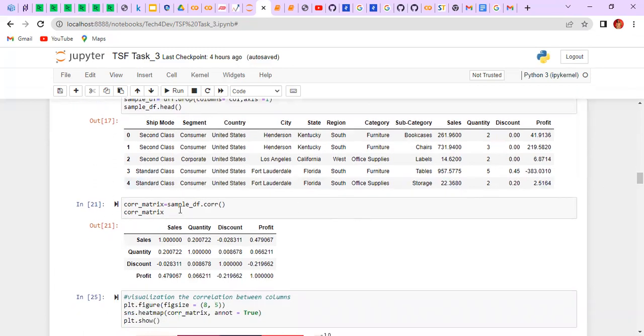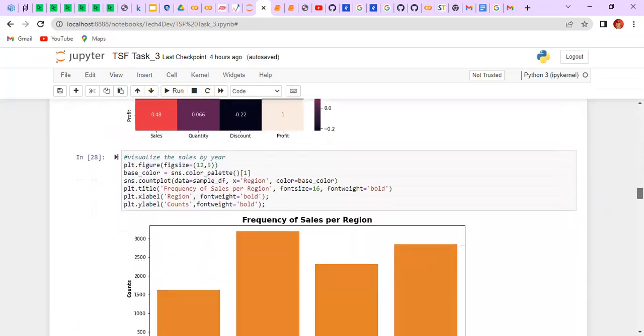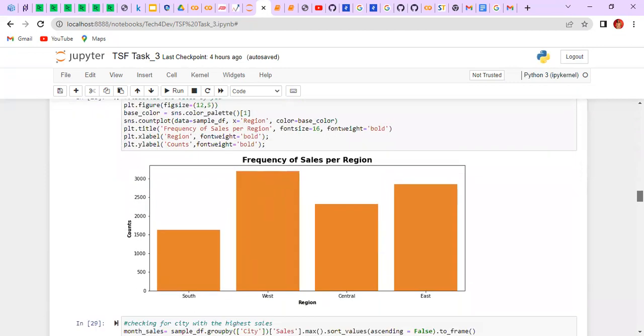Then I did a correlation matrix on the data set. And then I found out that there's actually a correlation between the sales and the profit. It actually has the highest correlation. So for that, I did a visualization of sales per region. In the visualization of sales per region, I found out that West actually had the highest, followed by East, Central, and then South.